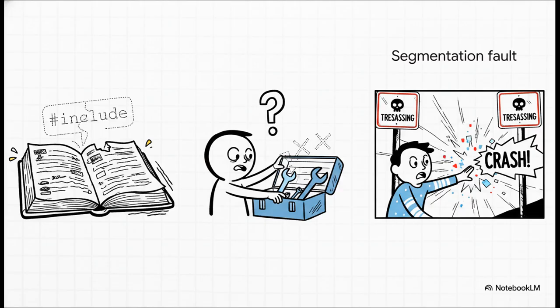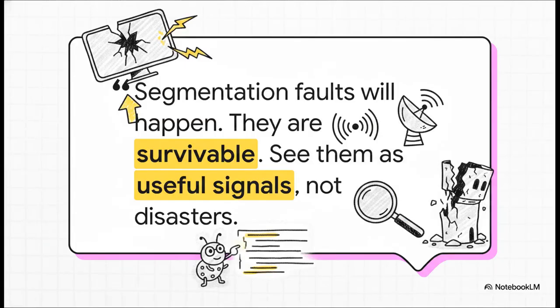This one's different. It's not a compiler error. It's a crash that happens when your program is actually running. And it means your program tried to access a piece of memory it wasn't allowed to touch. And I really want you to hear this loud and clear. Segmentation faults are going to happen. They are not going to break your computer. They are totally survivable. All that happens is your program crashes. That's it. You need to learn to see them as useful signals that are telling you where you went wrong, not as some kind of disaster.